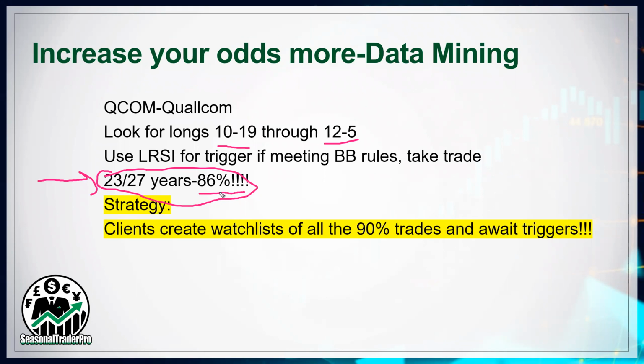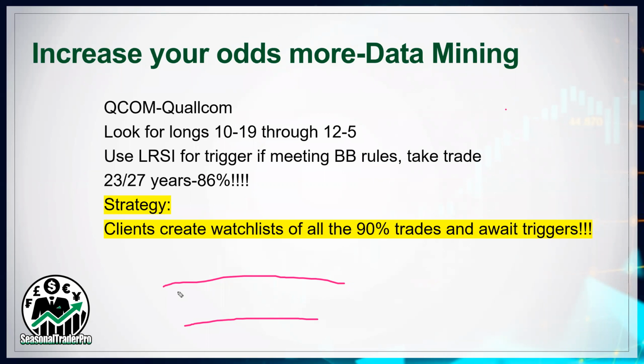But again, that's not how I'm actually trading it, right? I'm not going in right at 10-19. What I'm doing is we're waiting, right, for that Laguerre anywhere, and I'll go in a week to 2 weeks early. Okay, so right around October, we look for longs. Once we get a Laguerre trigger, wham, we take it. If you don't get one during this window, you don't take the trade. It's that simple. Okay?